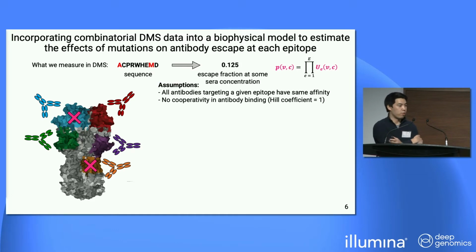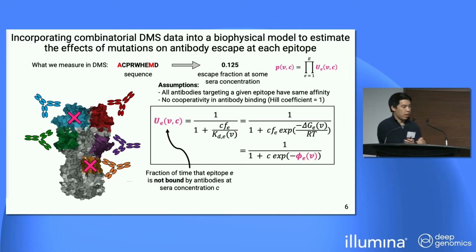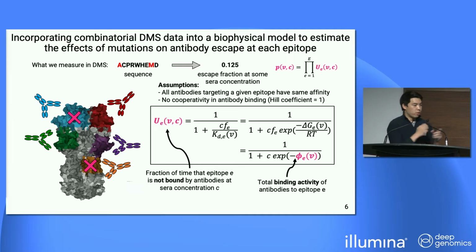To do that, we had to make a few more assumptions. The first is that all antibodies targeting a given epitope have the same affinity. So all of these blue antibodies, for instance, that target the blue epitope, have the same affinity. And also, there's no cooperativity in antibody binding. The reason this is important is because we wanted to take this fraction of time that the epitope is not bound by antibodies and translate it to something more biophysical. We do this through a Hill function, so we model it as a Hill curve.